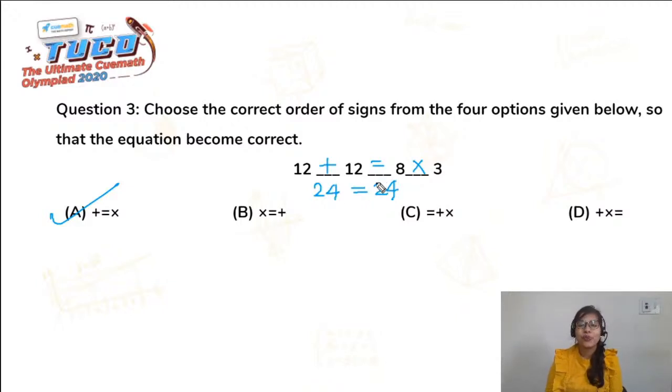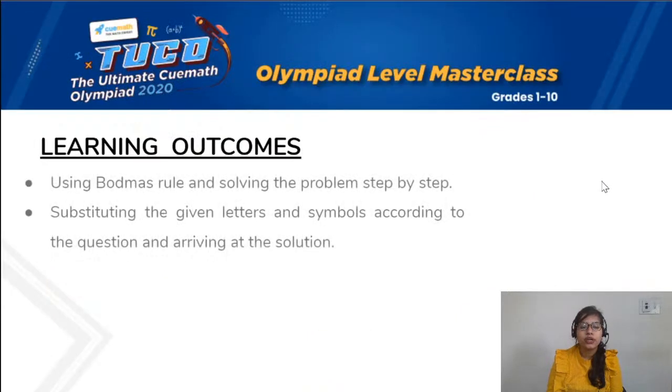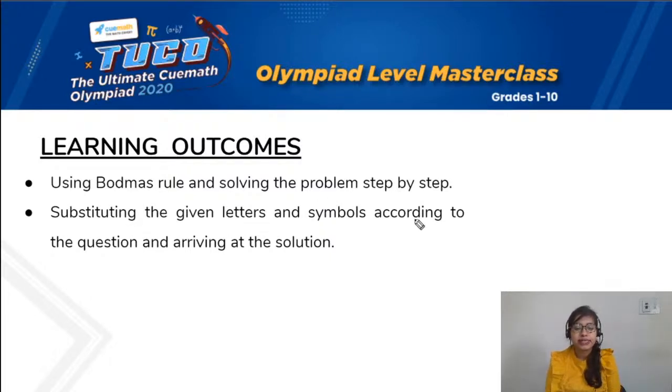Okay. Alright, so with this, we are going to quickly wind up the session with our learning outcomes. So here goes our learning outcomes. We have studied about the Bodmas Rule and solving the problem step by step. We have studied about substituting the given letters and symbols according to the question and arriving at the solution.